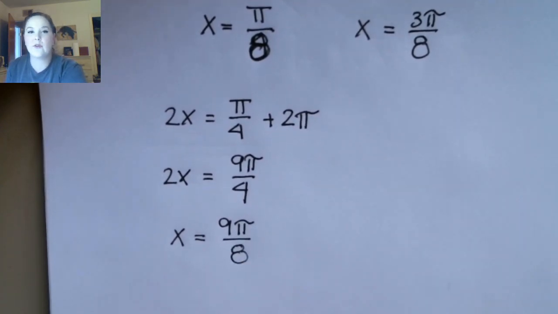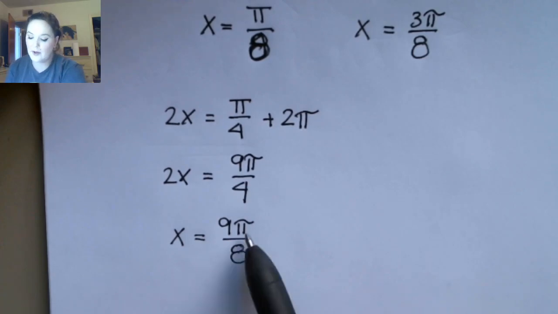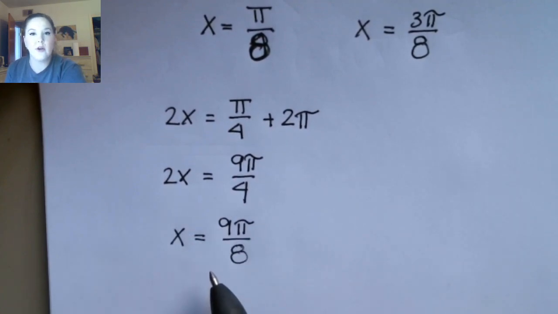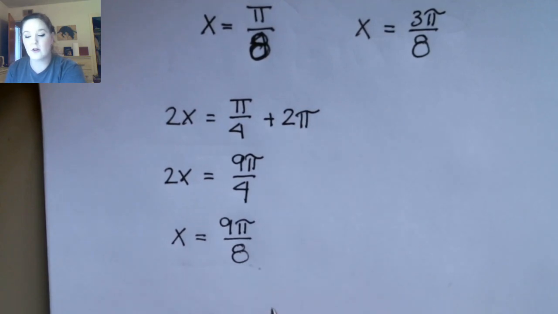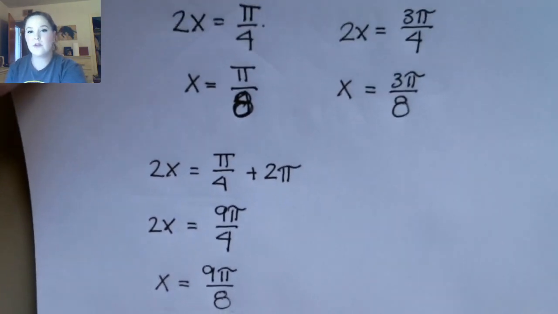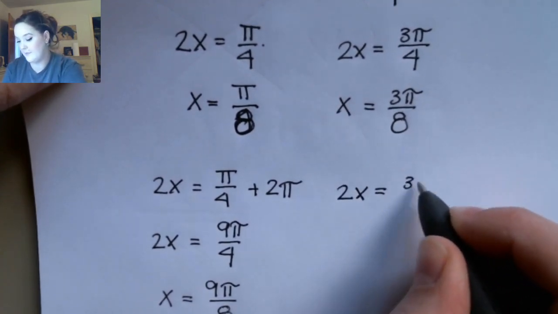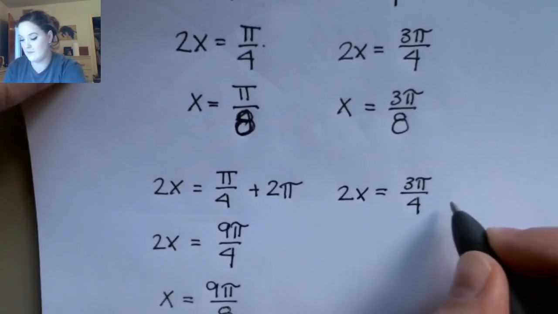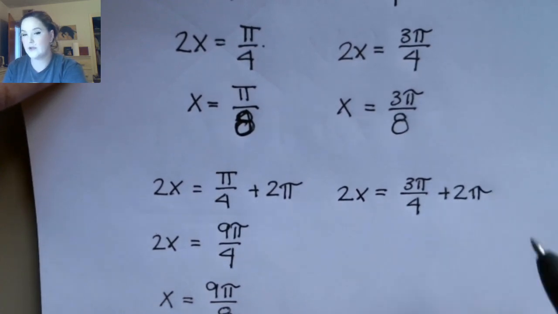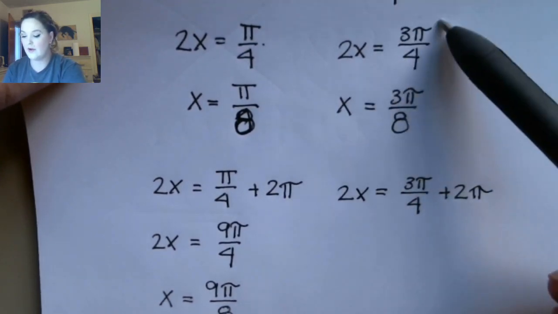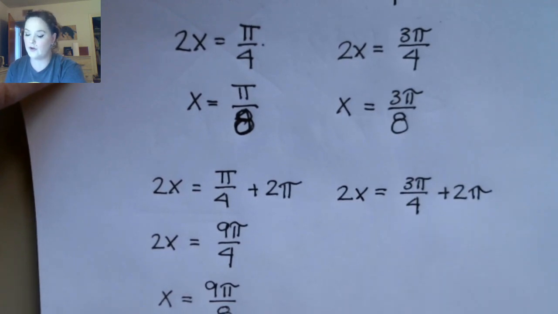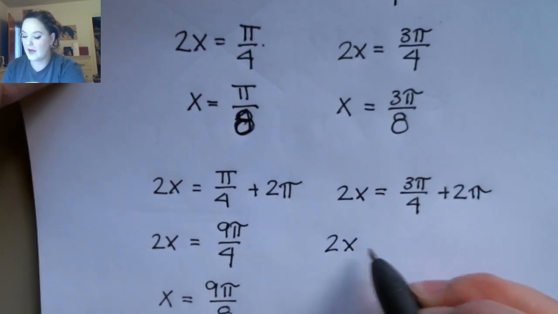Now we have 9 pi over 8, and that is between 0 and 2 pi, right? 2 pi would be 16 pi over 8. Because we're dividing by 2, you can see it really is between 0 and 2 pi, so we would want to include this in our solutions. Let's do the same thing over here. We're going to look at our first coterminal angle. We're taking our original angle, 3 pi over 4, and finding the first coterminal angle by adding 2 pi. So I'm going to add these together.